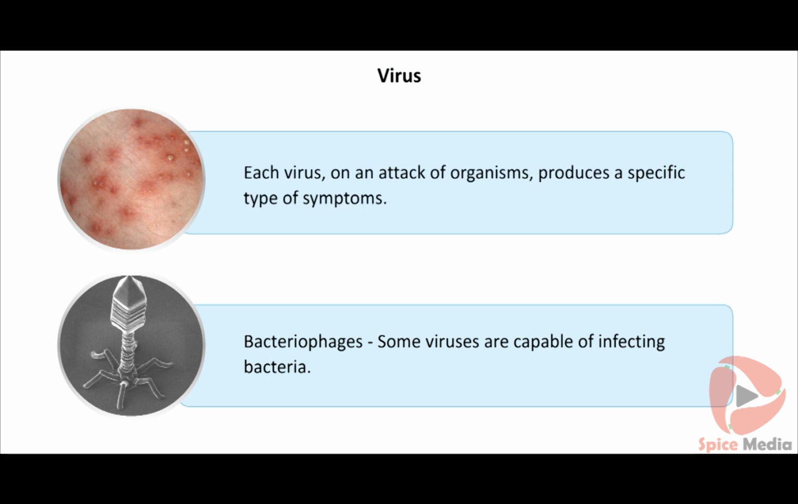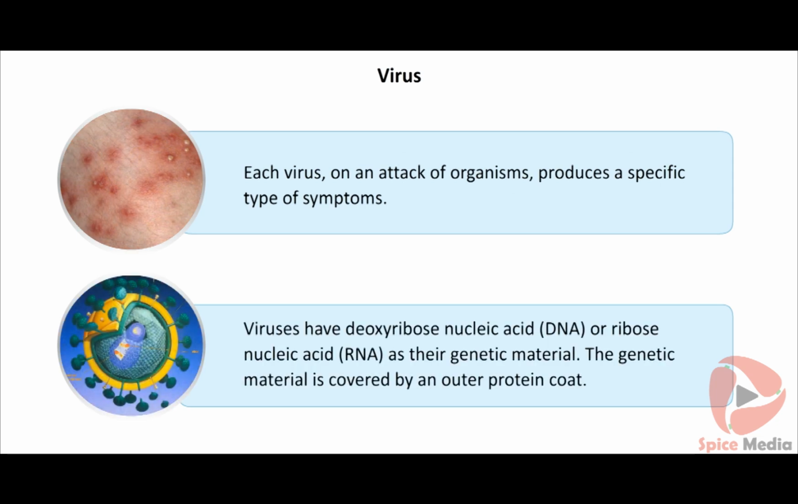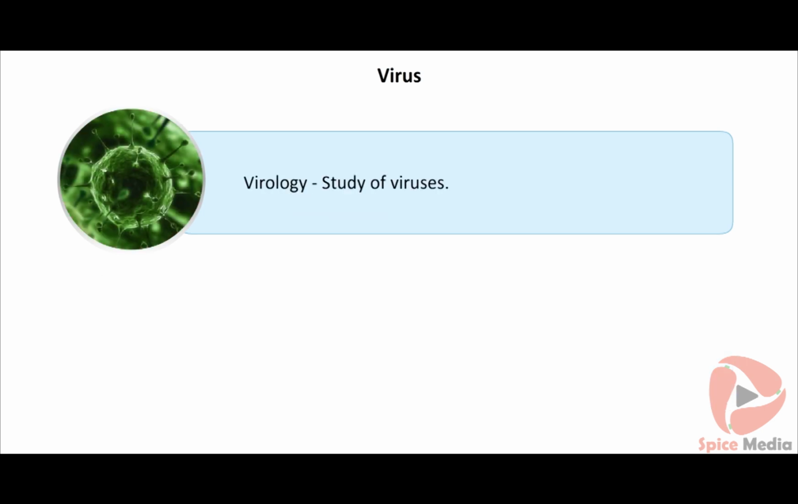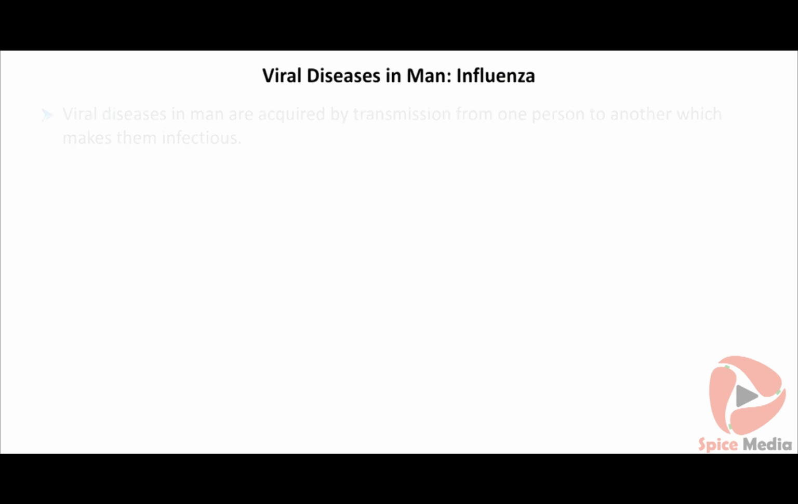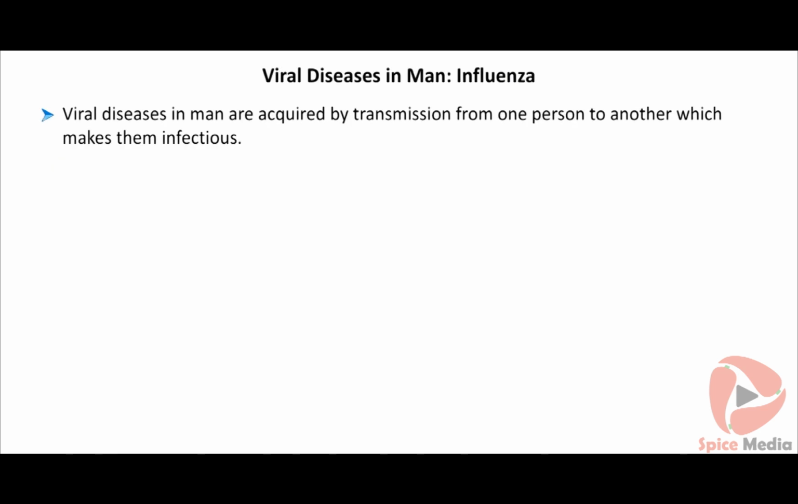They produce copies of themselves inside the cell and then break out of the host cell to infect more cells. A particular virus infects a specific host only. Some viruses are capable of infecting bacteria. Those viruses are called bacteriophages. Each virus on an attack of organisms produces a specific type of symptom.